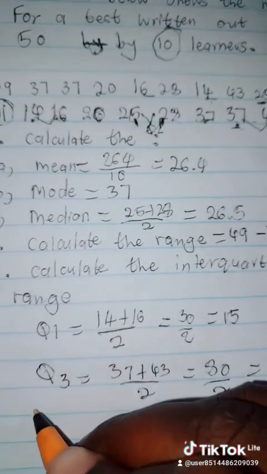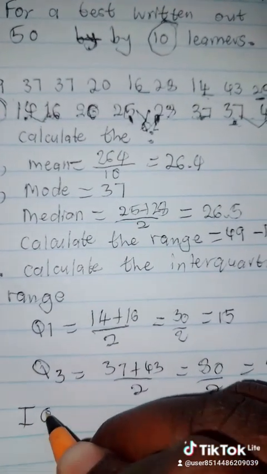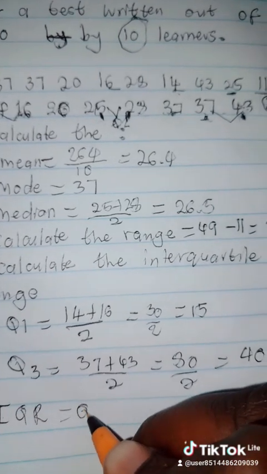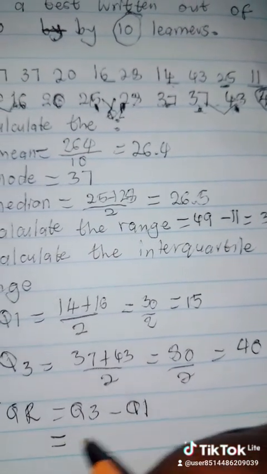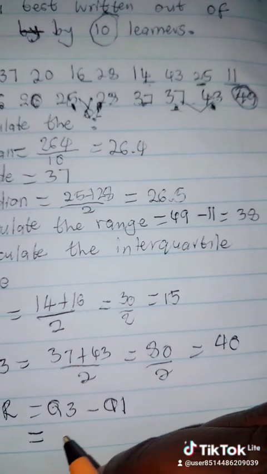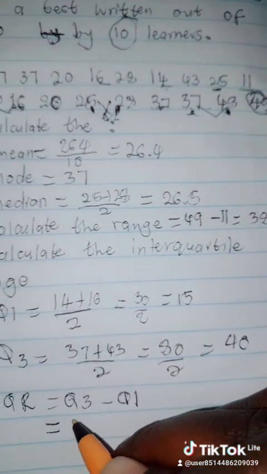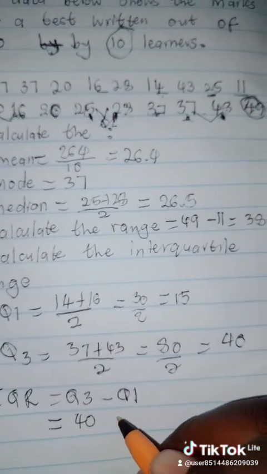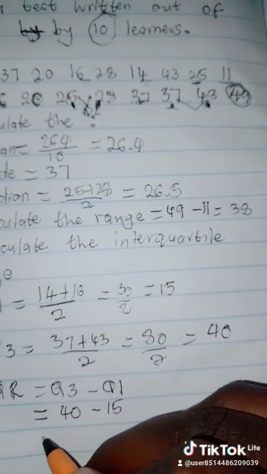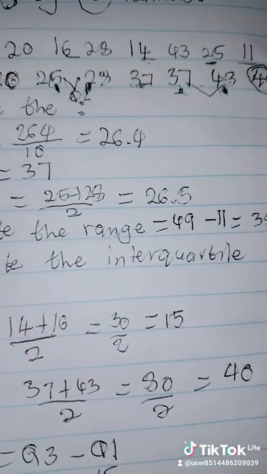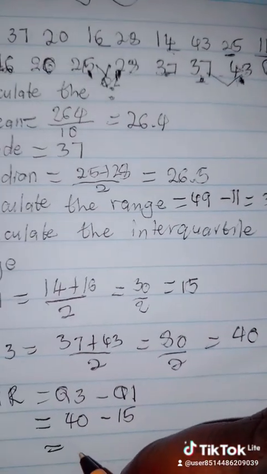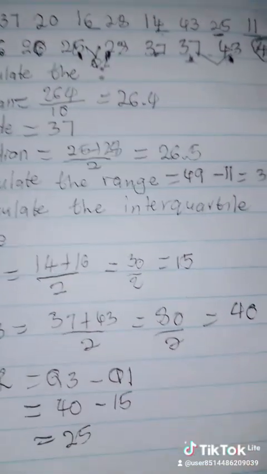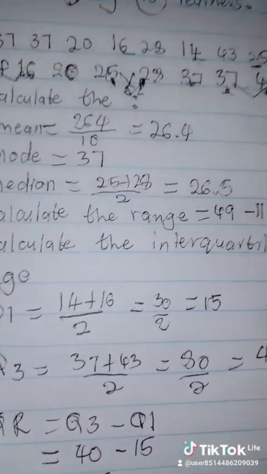To find the interquartile range, IQR, you are going to say Q3, the upper quartile, minus the lower quartile. So it's the difference between the upper quartile and the lower quartile. Your upper quartile is what there? That will be 40. Your lower quartile will be 15. So 40 minus 15 is 25. So meaning that my interquartile range will be 25.